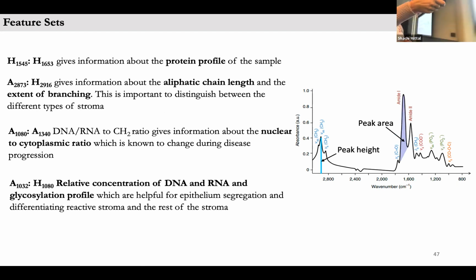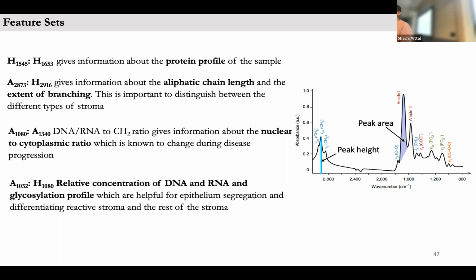When we looked at the height ratio of these two peaks, it gave us the information about the protein profile of the sample. When we took the area of this peak and ratioed it with the height, it gave us the information about the aliphatic chain length, or the extent of branching, which when you convert it to something biological means that it's able to distinguish between different types of fibers, dense fibers versus loose fibers. So here we are basically converting chemistry to biology, right?